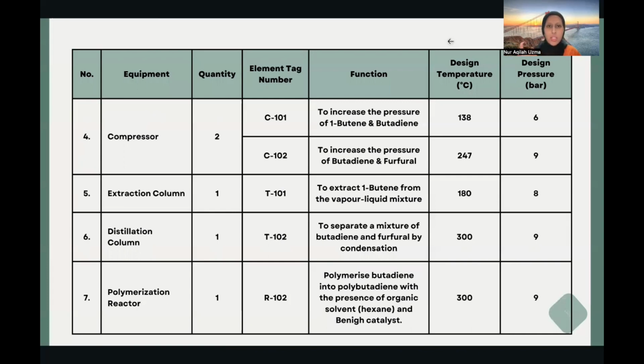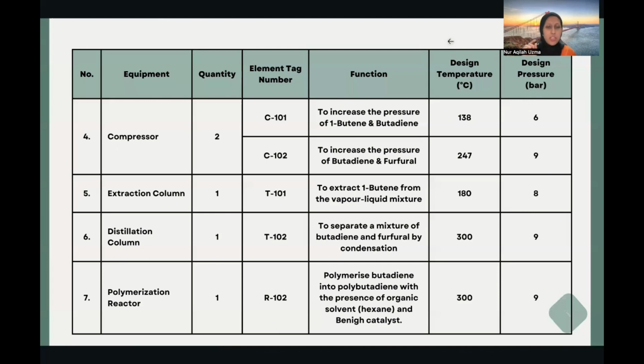Next, we have the extraction column with element tag number T101. Its function is to extract 1-butene from the vapor-liquid mixture at a desired temperature of 180 degrees Celsius and 8 bar. Next, we have the distillation column with tag number T102. Its function is to separate a mixture of butadiene and furfural by condensation. Its temperature is quite high, 200 degrees Celsius, with a design pressure of 9 bar.